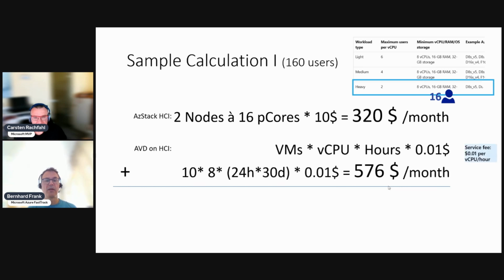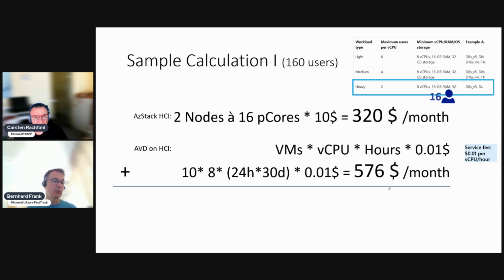And now the AVD section would mean we have the number of VMs times the CPUs of each VM times the hours that it runs times the service fee constant. So as said, we have 16 users per 8-core VM, or 8 vCPU VM. So we need to have 10 of these VMs.